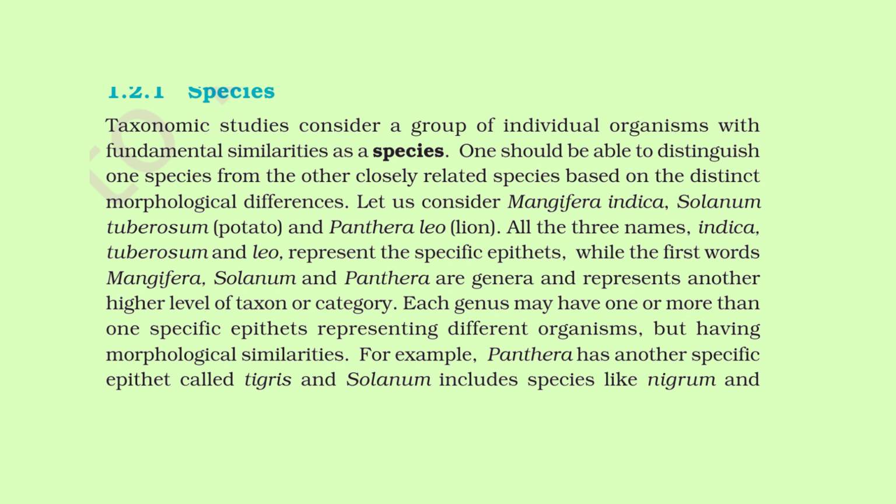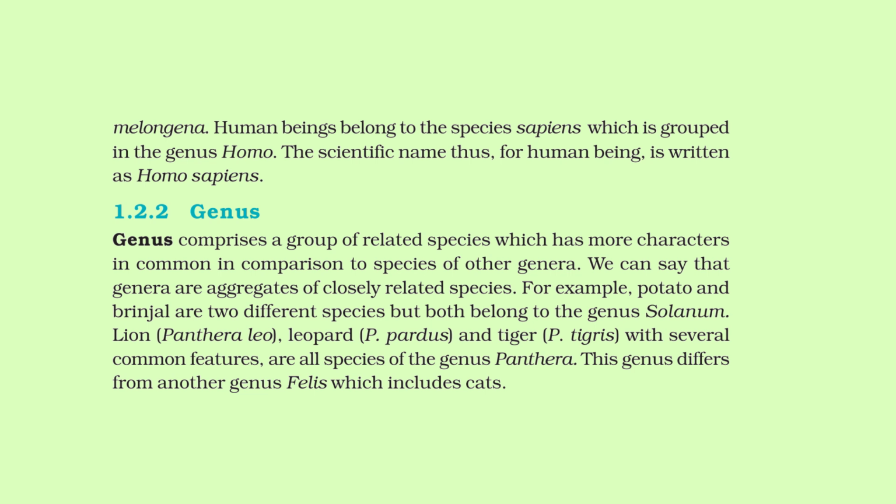Each genus may have one or more than one specific epithets representing different organisms, but having morphological similarities. For example, Panthera has another specific epithet called tigris, and Solanum includes species like nigrum and melongena. Human beings belong to the species sapiens, which is grouped in the genus Homo. The scientific name thus for human being is written as Homo sapiens.